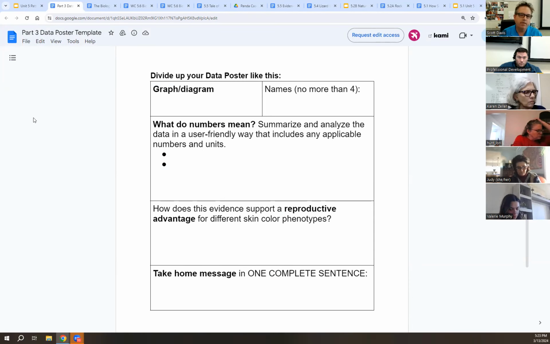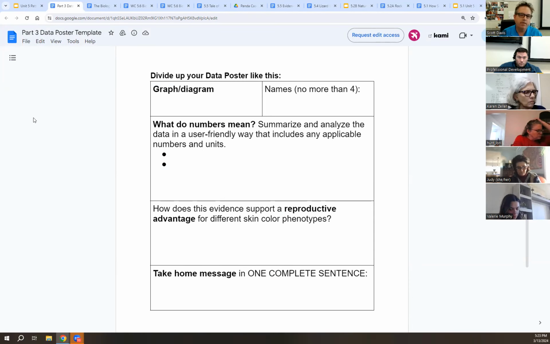I know some teachers like to actually have students take turns presenting their data poster to the class. And then while they are presenting, other students can be filling out the boxes in part 3 that are asking for summaries of each of those data sets.